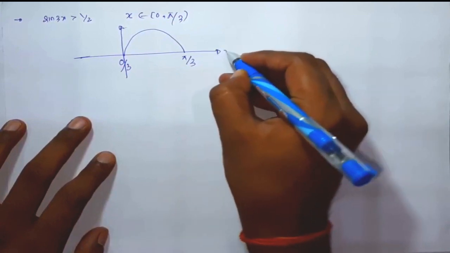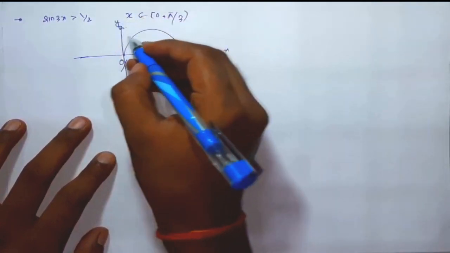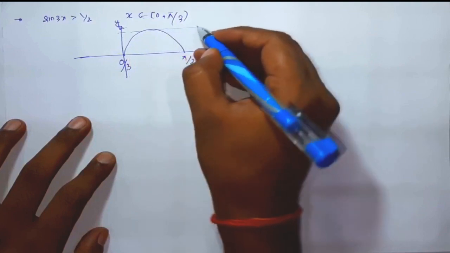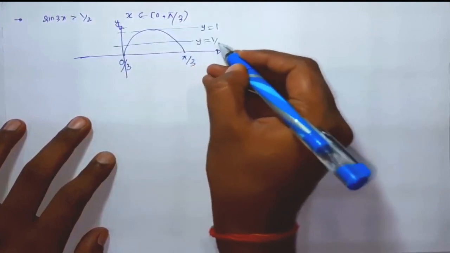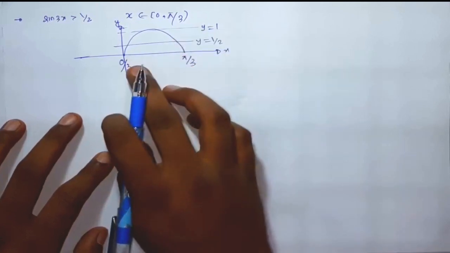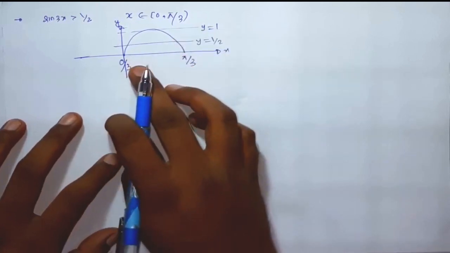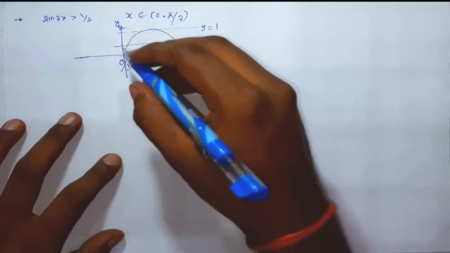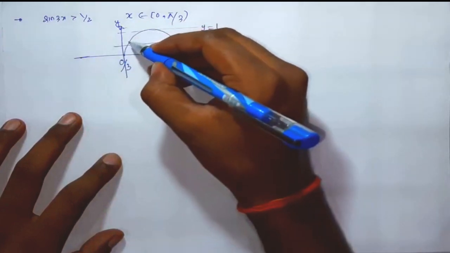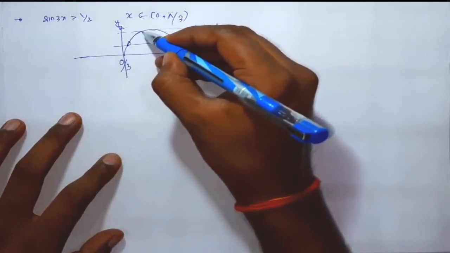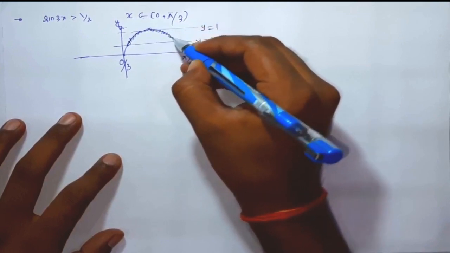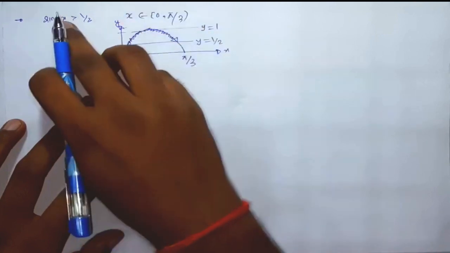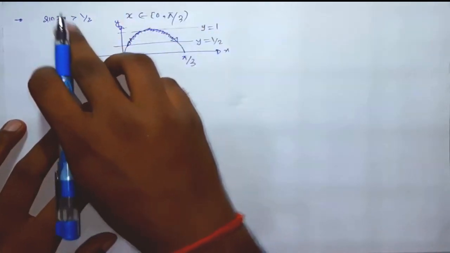I hope it is clear. Okay, this is x, this is y axis. So this is the y equals 1 line, this is the y equals 1/2 line. Okay, so we need to extract the values of x for which sin 3x is strictly greater than 1/2. So we need to go for this portion only. Okay, so this is the graph which is satisfying the condition of this inequality.